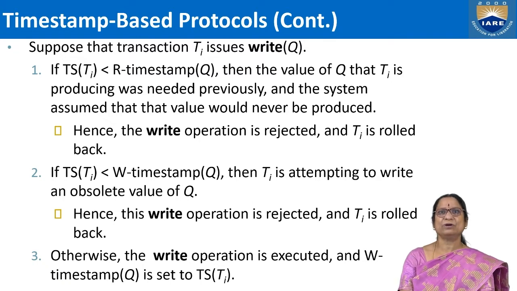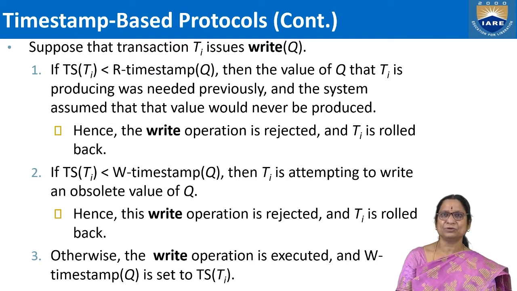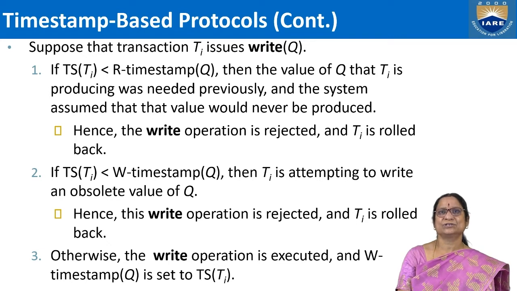TI is going to be rolled back actually. That is the first one. That is, we would like to write a data item which was already read by earlier transactions. The timestamp of TI is less than the timestamp of Q, which was read by an already existing transaction, an earlier transaction which entered into the system. So that's why they are already processing now.